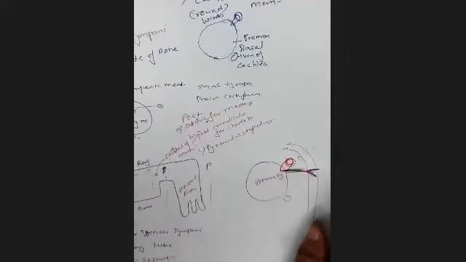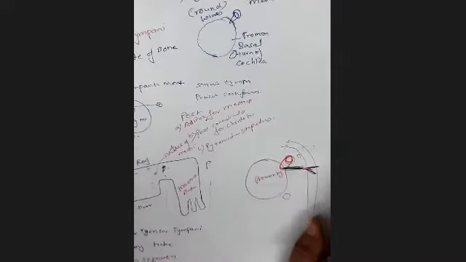auditus for mastoid antrum, okay, and the pyramid. So these are the three things which form the posterior wall.